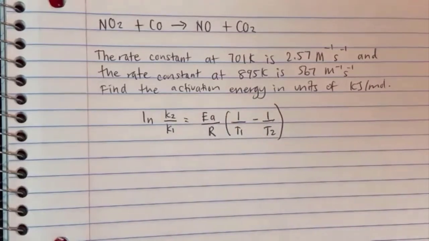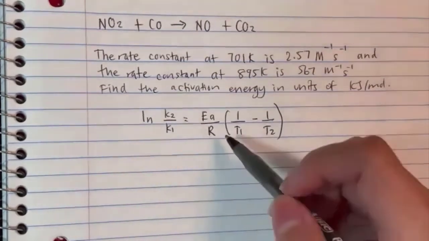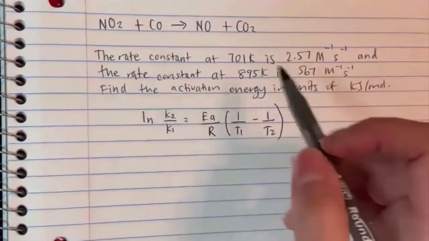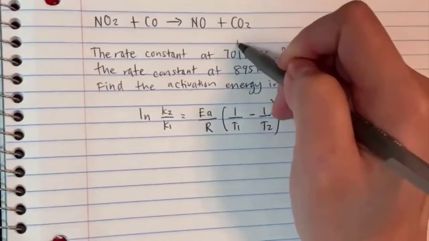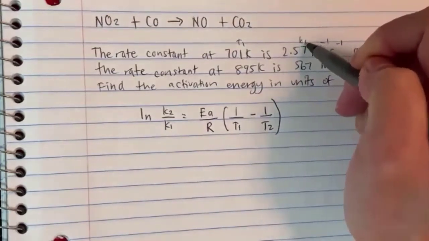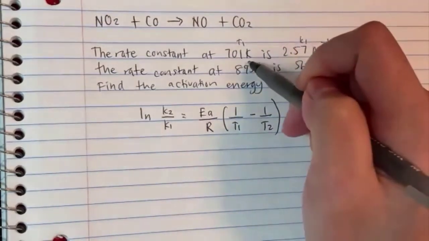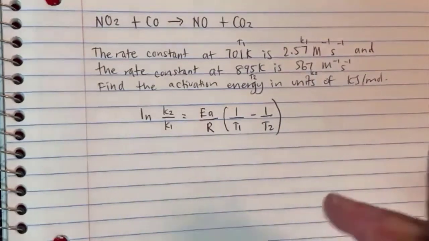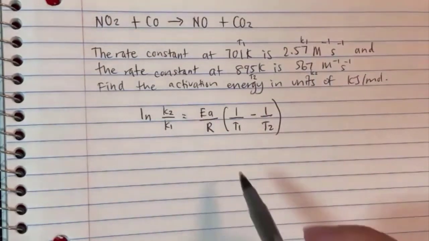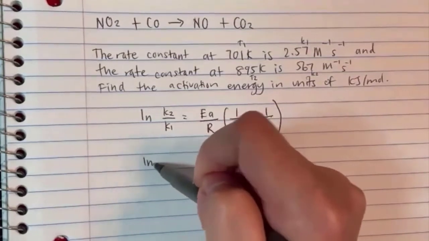All right. So I am going to be using 8.314 joules per mole Kelvin. Here you have to use the joule unit. So over here, let's go ahead and label this as temperature 1. This is rate constant 1. And we'll label the second one as temperature 2, rate constant 2, so you don't mix them up. Okay, so let's go ahead and fill it in.